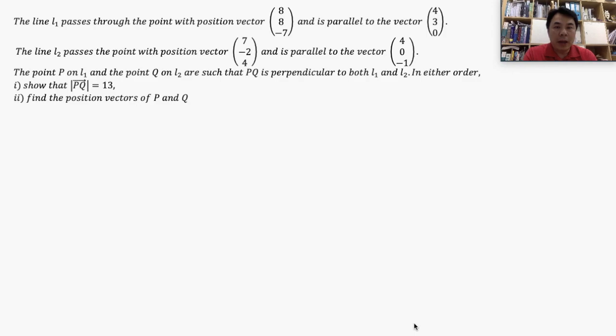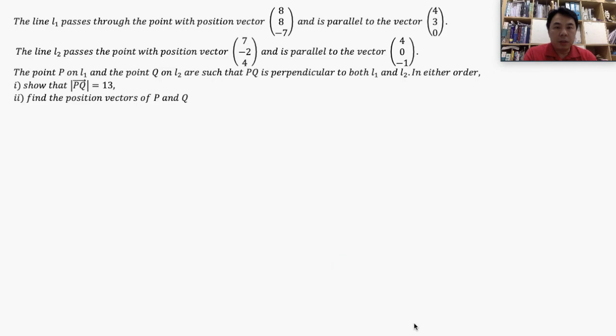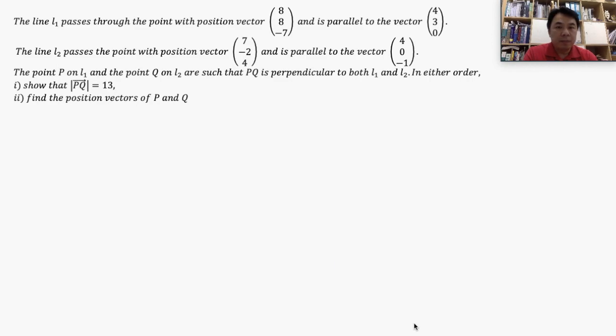Today we're going to look at one of the CAIE A-level further maths questions. You can check the title here. This is a topic on vectors. It's a vector topic that is found in further maths A-level. Okay, let's get started. Before that, of course, you have to read through the question itself.